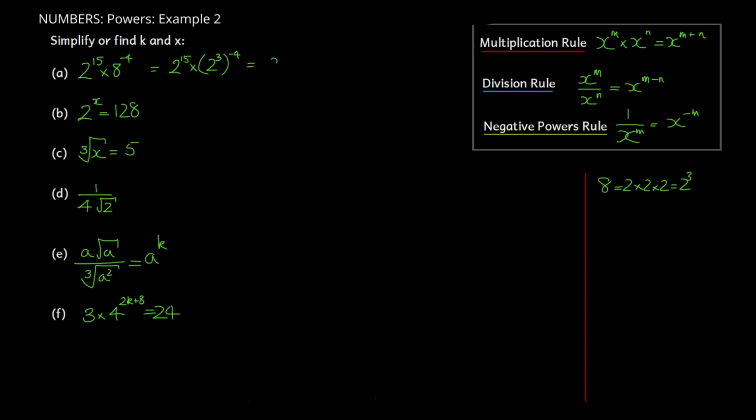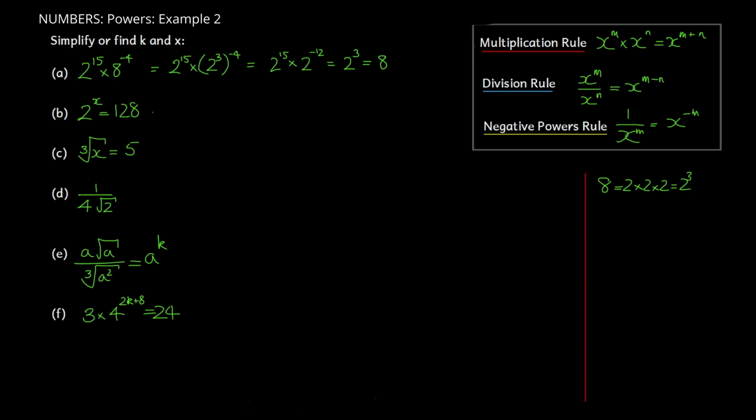So we get 2 to the 15 multiplied by, now 3 times negative 4 is negative 12. So this is 2 to the power negative 12. Now we can apply the multiplication rule. 15 minus 12 is 3, so this is equal to 2 to the power 3. And if they want it as a single digit, 8.